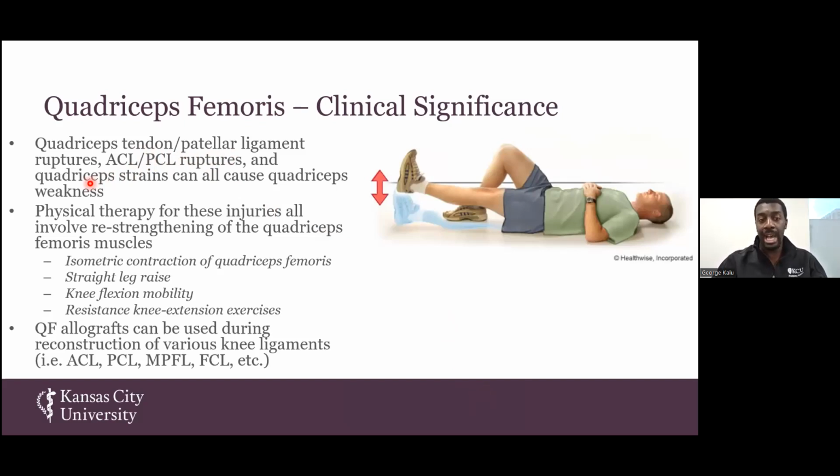So naturally, in order to rehab this, physical therapy is going to focus on re-strengthening the quadriceps muscles. That can be done with a number of different exercises like straight leg raises, resistance knee extension exercises, things like that. Another interesting thing is that in order to reconstruct certain knee ligaments during surgeries, the quadriceps tendon can actually be used to help reconstruct those ligaments, like the ACL, the PCL, the medial patellofemoral ligament, as well as the fibular collateral ligament too.